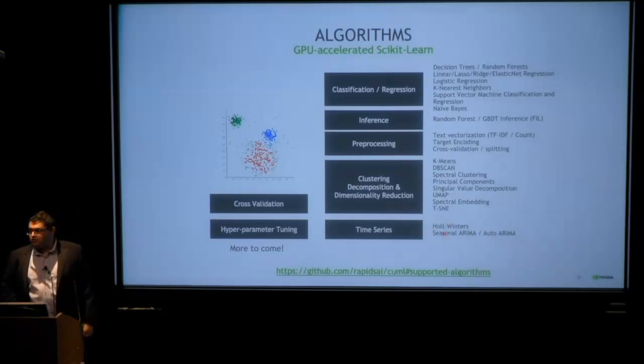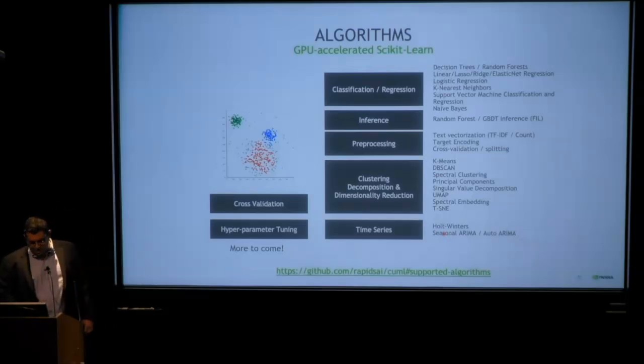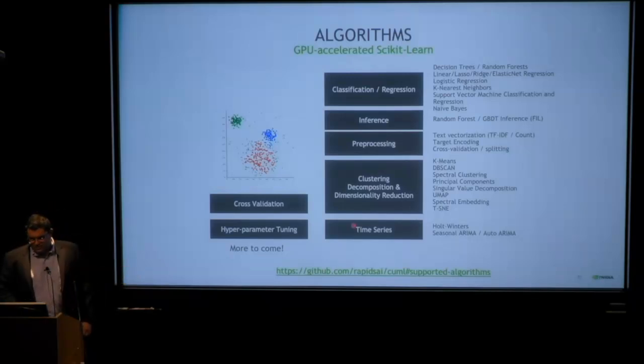If you're doing time series work, there's also GPU accelerated Holt-Winters or ARIMA models. So that's your autoregressive moving average style models, as well as things to do cross-validation, hyperparameter tuning, your train test split, et cetera, is all available to be GPU accelerated.